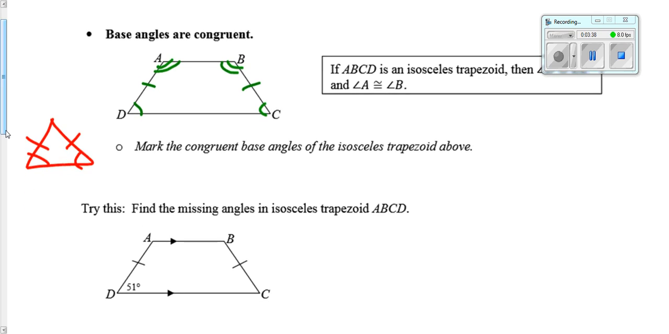All right, so using that information that the base angles are congruent in an isosceles trapezoid, please pause the video and try to find me the measures of angle A, B, and C. Pause the video. Okay, and I got that angle C was 51 because angle D and C are congruent because they are the pair of base angles. And then to find the other two, I just subtracted it from 180, because I know that D and A are going to be supplementary. So 180 minus 51 is 129, and then A and B are congruent.